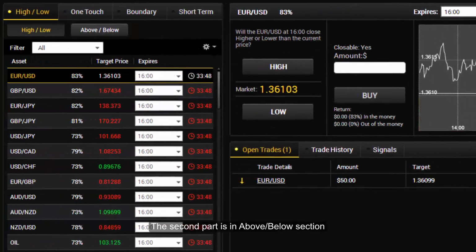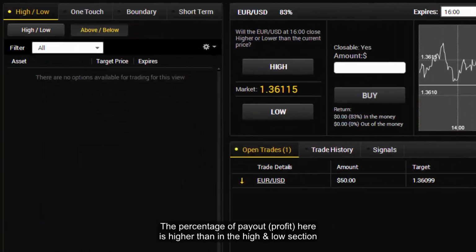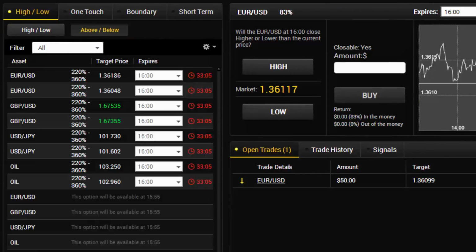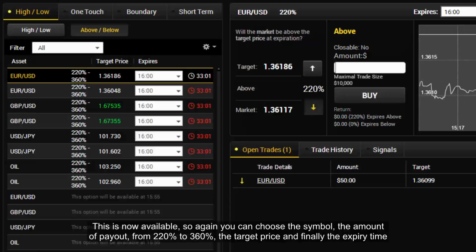The second part is in the Above or Below section, which at this time is not available to traders. The percentage of payout or profit here is higher than in the High and Low section. This is now available, so again you can choose the symbol, the amount of payout from 220% to 360%, the target price, and finally the expiry time.